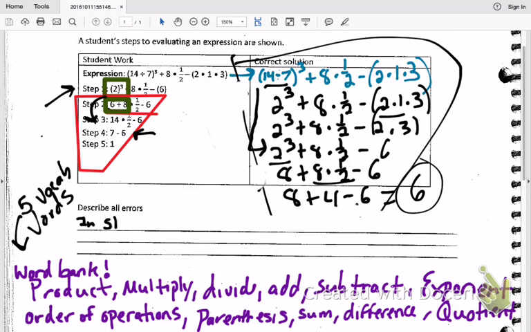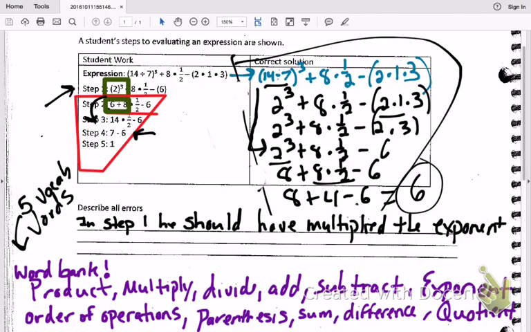In step 1, he, or the student, it could be she. In step 1, he should have multiplied the exponent 2 cubed as 2 times 2 times 2 to get 8. Or actually, I want to use a vocabulary word, so to get a product of 8. When you multiply two things together, you get a product. That's the answer to a multiplication problem. Okay, in step 1, he should have multiplied the exponent 2 cubed as 2 times 2 times 2 to get a product of 8.